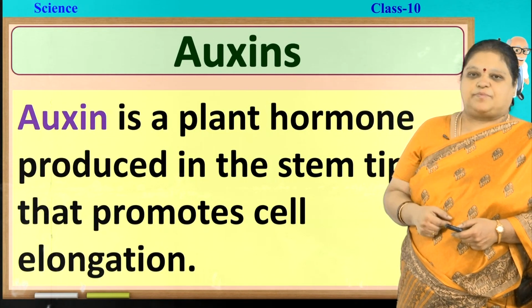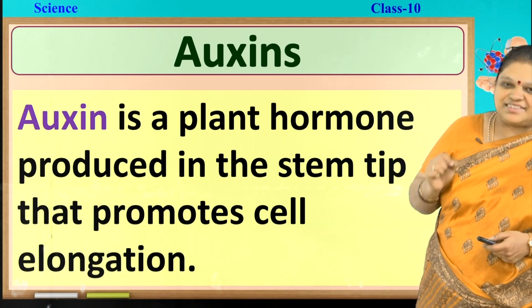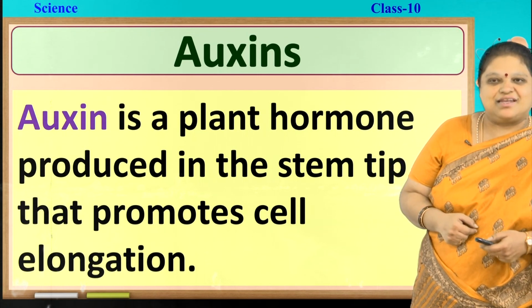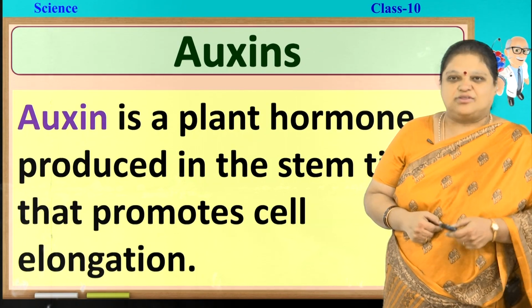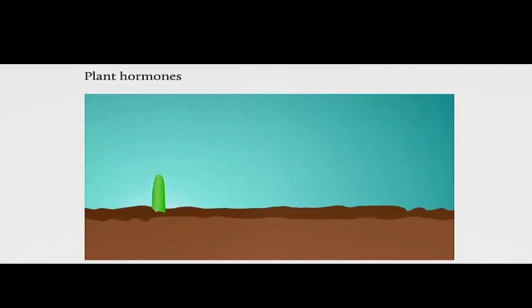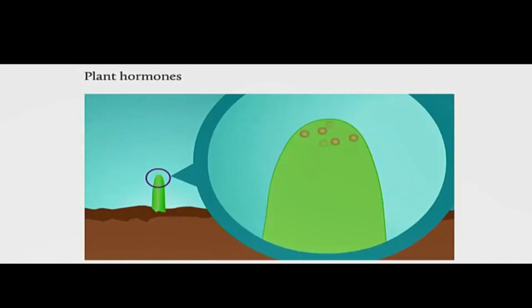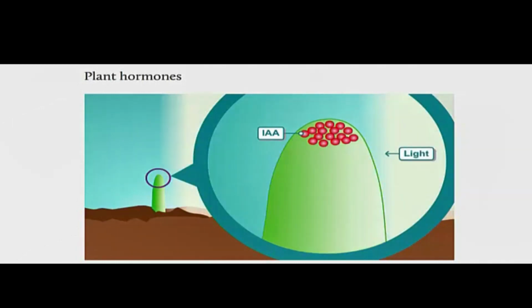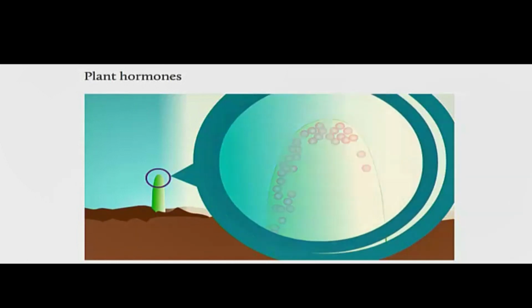So auxin is a plant hormone produced in the stem tip that promotes cell elongation. Let us see how that takes place. Here a small shoot tip is growing. In the tip you find auxins. You can observe that these auxins will slowly move away from the source of light. Once it moves away from the source of light, it promotes the growth of cells in that direction.